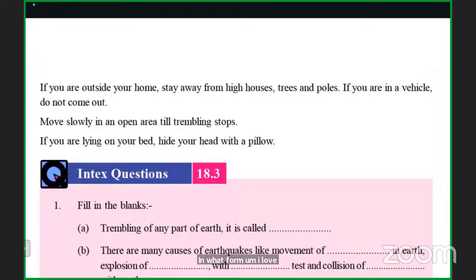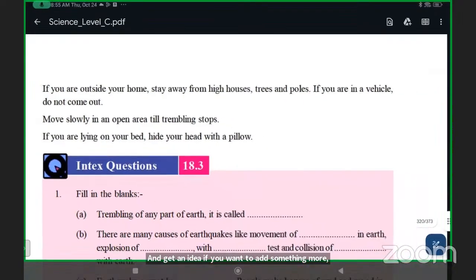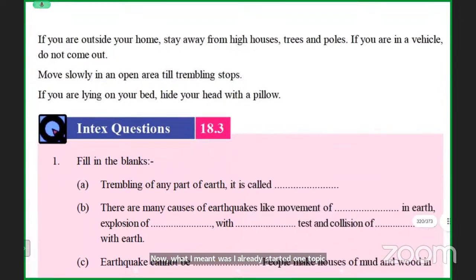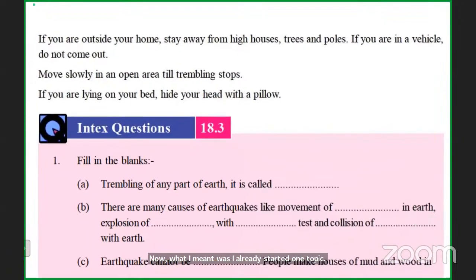Yes, Simran already started on it. You started? Yeah, I started researching and I already started making the PPT. Okay, good, that's great. I'll put the details today itself so that you can view it and get an idea. If you want to add something more or adjust something, you can. No, what I meant was I already started one topic. Okay, that's great. Super.